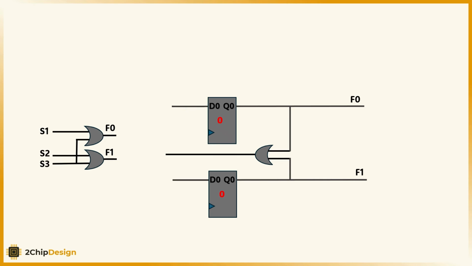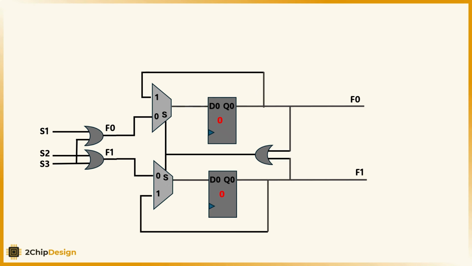To choose between those two states, we will use a multiplexer. If there is no winner, we pass the output of the combinational logic to the flip-flops. Once a winner is detected, the MUX selects the stored value, effectively freezing the result and ignoring any new arrivals.